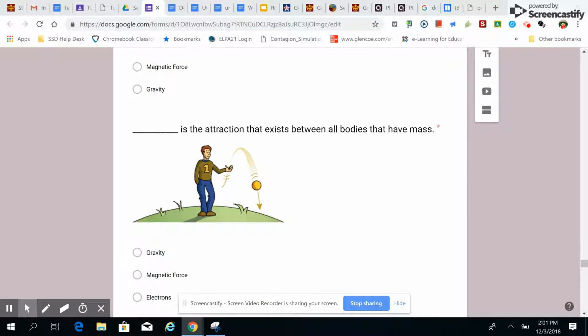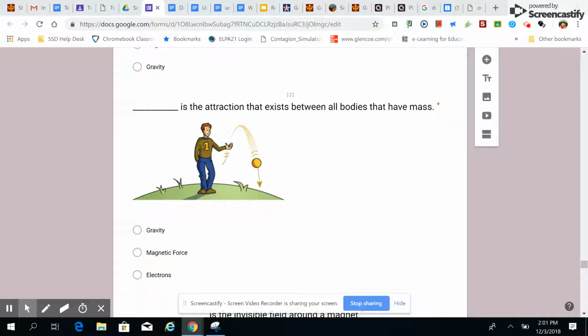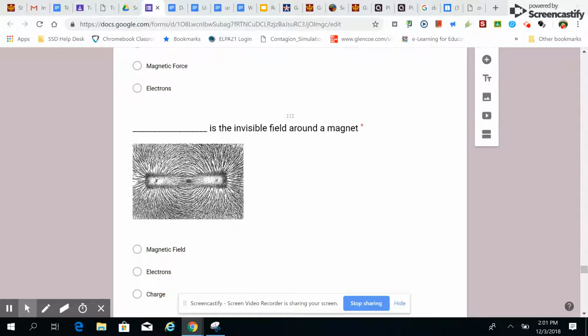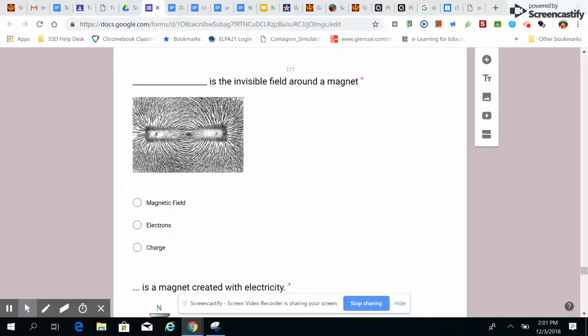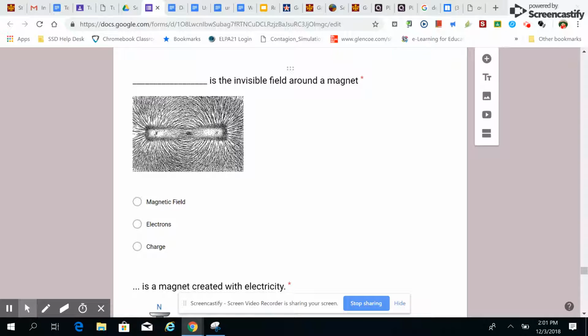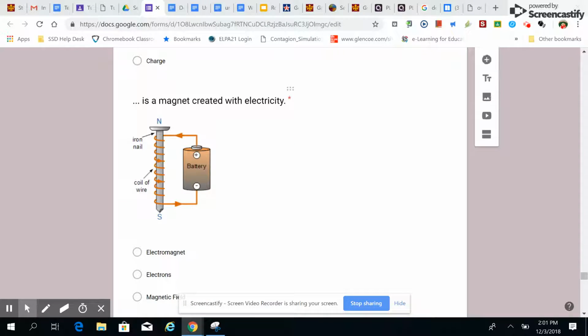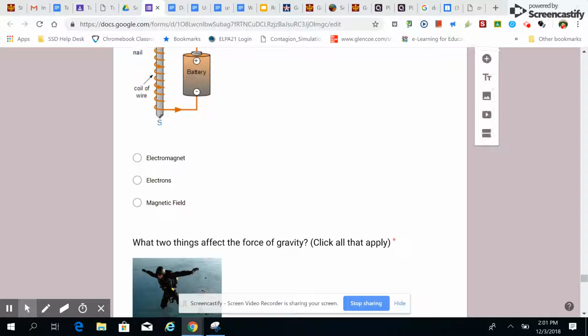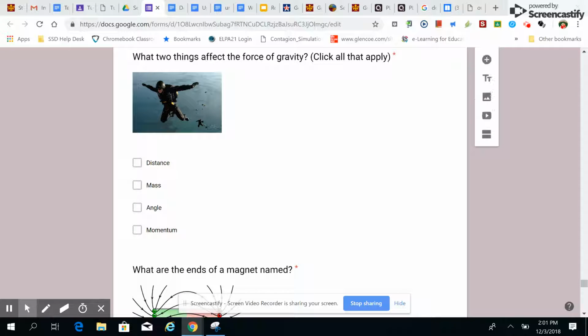Blank is the attraction that exists between all bodies that have mass. Gravity, magnetic force, electrons. Blank is the invisible field around a magnet. Magnetic fields, electrons, charge. Blank is a magnet created with electricity. Electromagnet, electrons, magnetic fields.